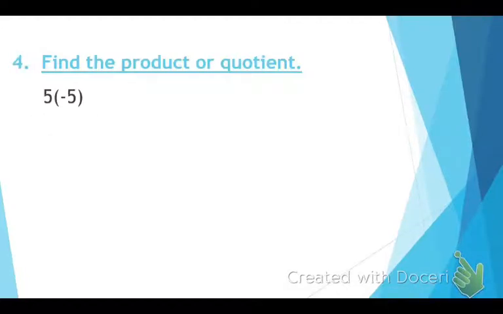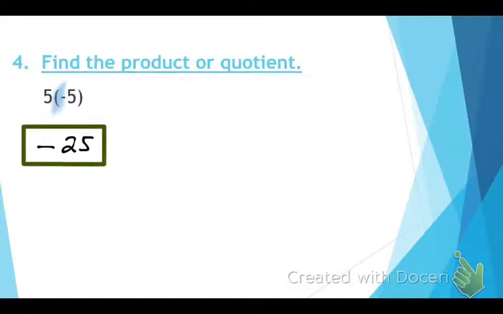All right. The next problem says find the product or the quotient of 5 times negative 5. Remember, when you're multiplying, you have to count the negative signs. There's only one, so your answer has to be negative. And guys, what's 5 times 5? 25. Be careful. I had some people who were trying to add. Remember, if you have these parentheses there, that's telling us to multiply that number together.